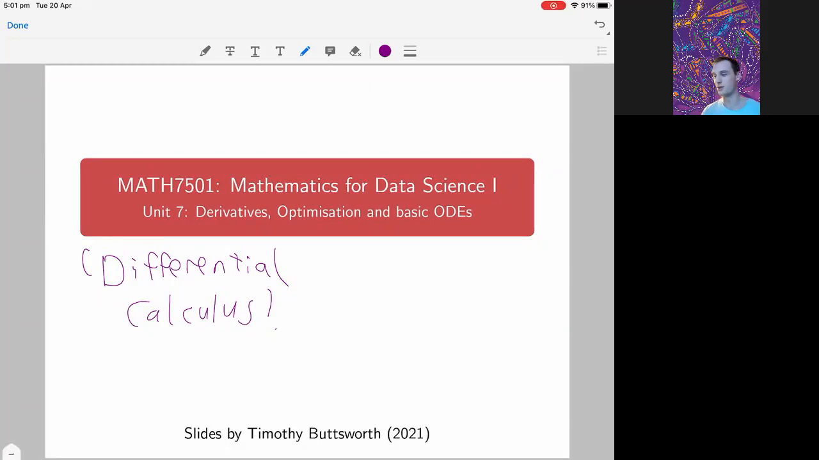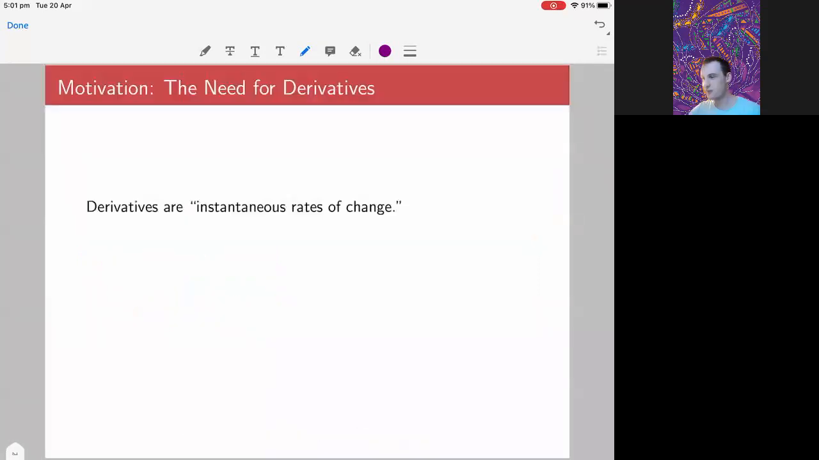We'll give nice rigorous definitions of everything. But I want to spend a bit of time to start off with giving you some intuition about what differential calculus is all about and why we would need it. So the name of the game in differential calculus is a discussion of these things called derivatives. Now, what is a derivative? A derivative, more or less, is just an instantaneous rate of change.